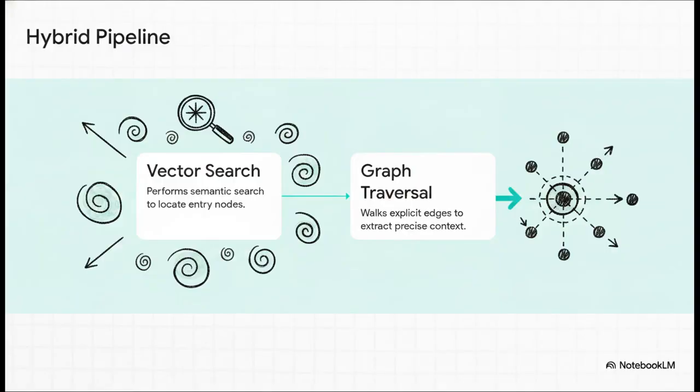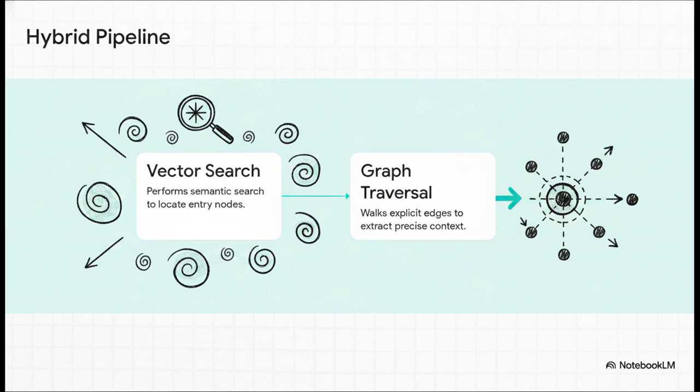Let's move on and see how this builds an amazingly powerful pipeline in practice. Step 1, a user asks a question, and the vector database steps up to the plate first. It performs a semantic search to really quickly locate the most relevant entry nodes within a massive dataset. Then, step 2, once those starting points are found, the system dynamically shifts into graph traversal. It literally walks the explicit edges connected to those entry nodes to extract the precise relational context. You are getting the broad, fuzzy recall of vectors married perfectly to the strict, deterministic precision of graphs.